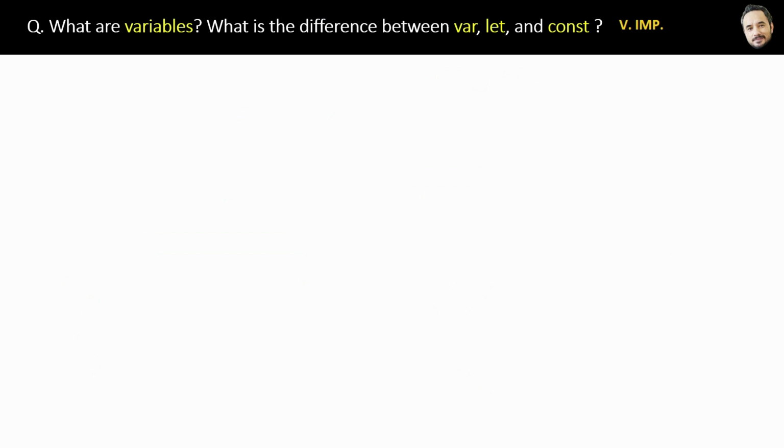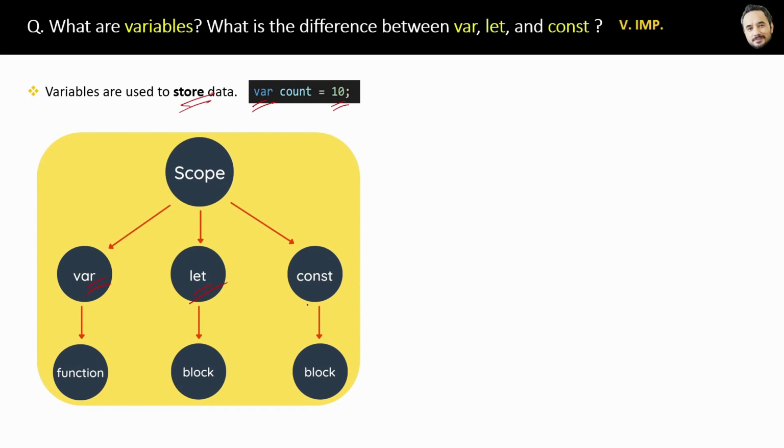What are variables? What is the difference between var, let, and const keywords? Very important question. The simplest definition of a variable is: variables are used to store or hold data. For example, here 10 is the data or value and we used the var keyword to store it. Similarly, other than var, we can also use the let and const keywords to store data. The scope of a var variable is the whole function, whereas the scope of let and const variables is the block only, like an if block, a while loop block, etc.